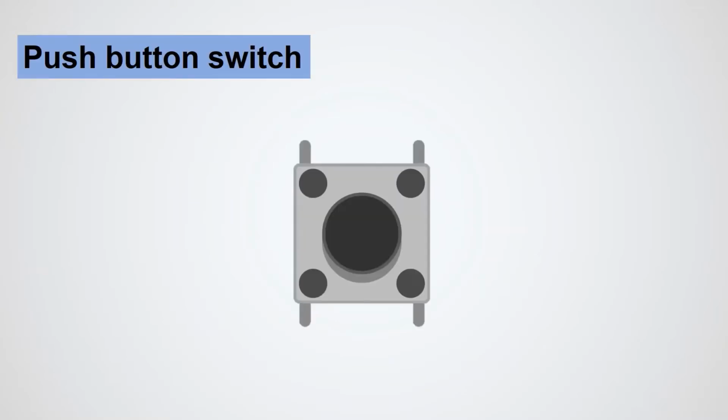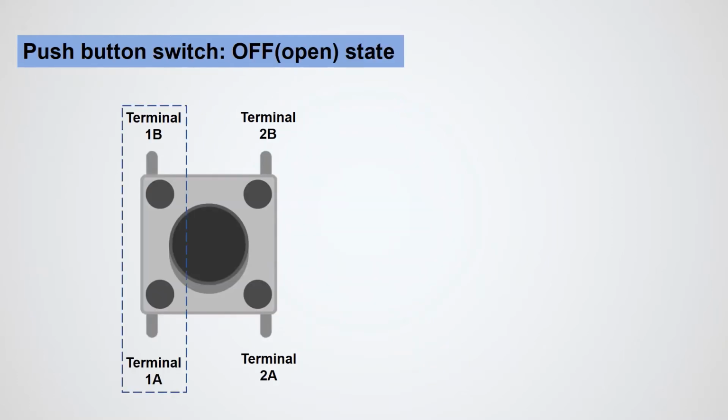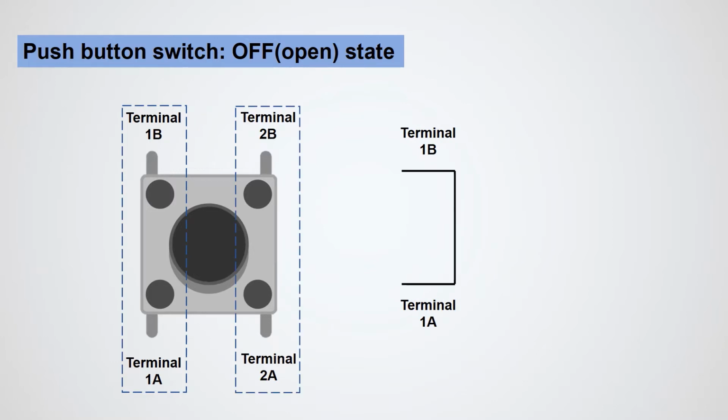Before we jump into the coding, let us first understand the working of a push button. A push button switch, in general, has four terminals: terminal 1A, 1B, 2A, and 2B, as shown here. Out of these four terminals, terminal 1A is connected to 1B and terminal 2A is connected to 2B internally. They can be represented as a normally closed switch.